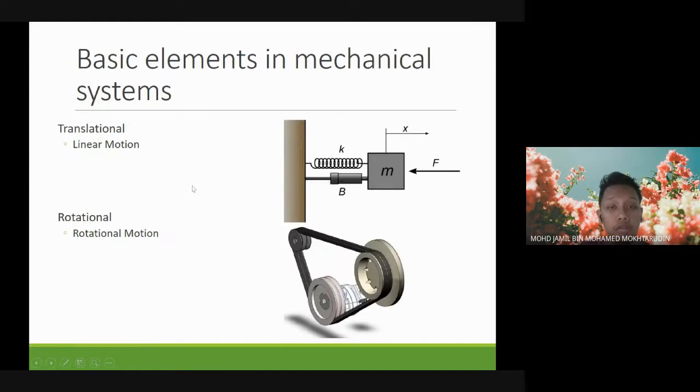Okay, so let's look at some basic elements in mechanical systems. In translational motion, we have springs and dampers, as we have seen last week. And for rotational motion, we also have some similar things to linear motion. But usually for rotational motion, we have connections between different rotations through belting, or maybe through gears as well. So here we have belting.